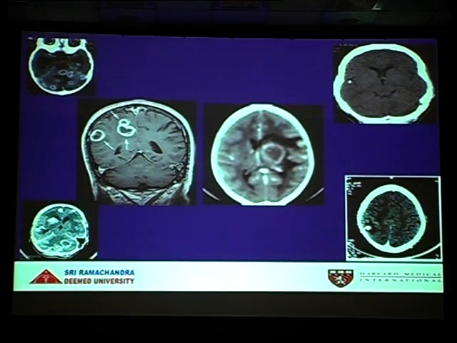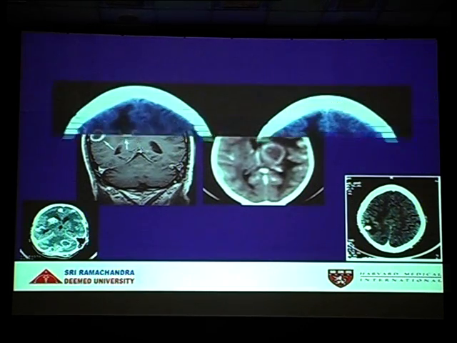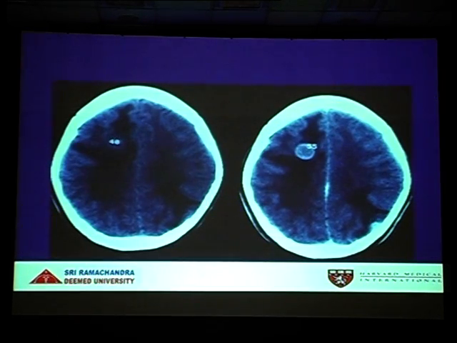Varieties of ring enhancing lesion. Here you see the multiple ring enhancing lesions in the posterior cerebrum, and here also multiple cystic enhancing lesions are there, calcified one with a surrounding edema. This is typical. Plain brain scan, you're not seeing anything at all, only edema is there. When you give contrast, you see the ring enhancing lesion. That is typical of a tuberculoma.